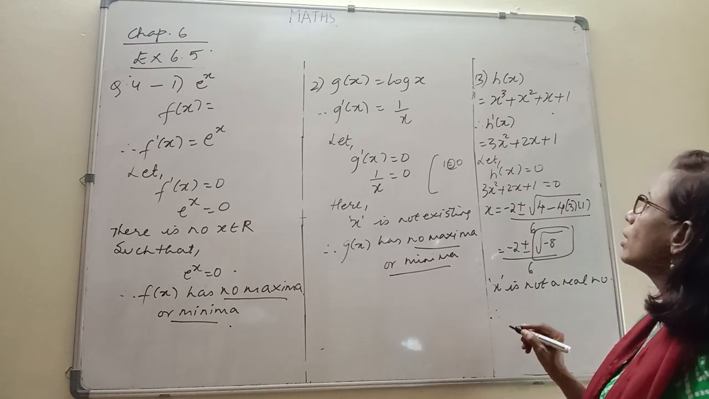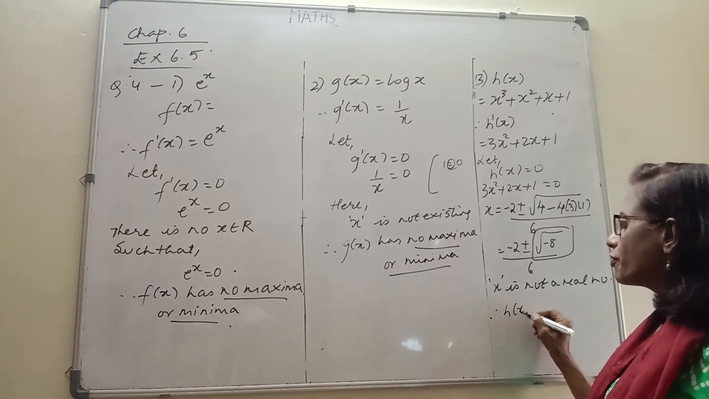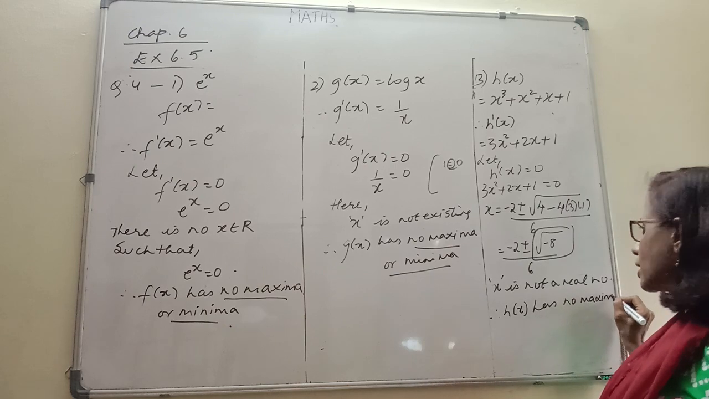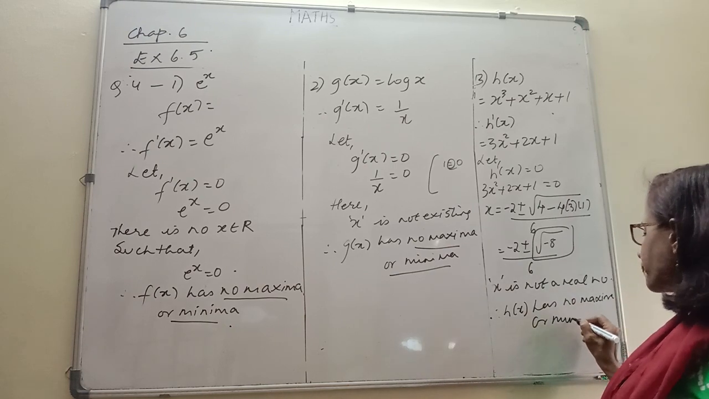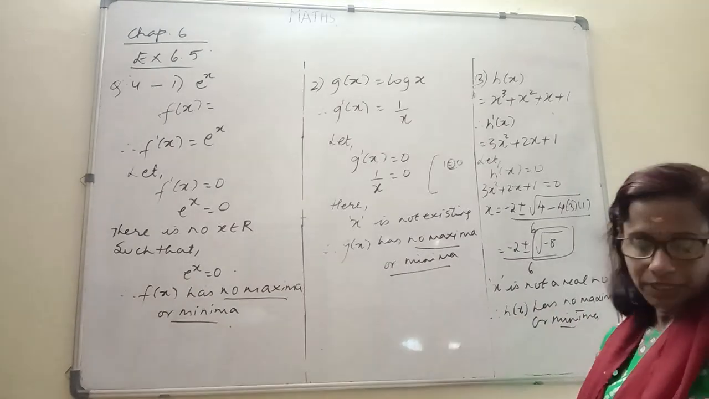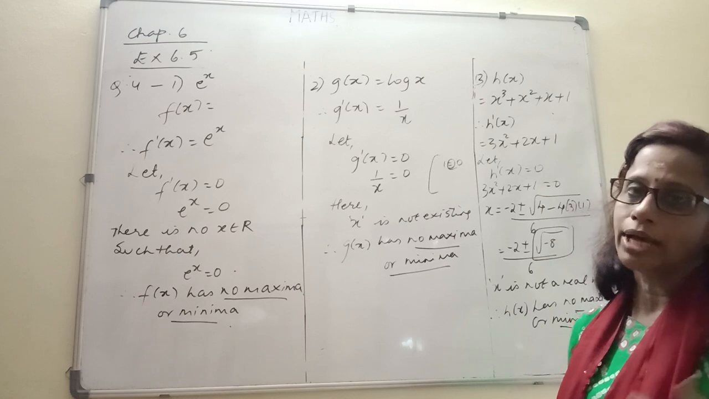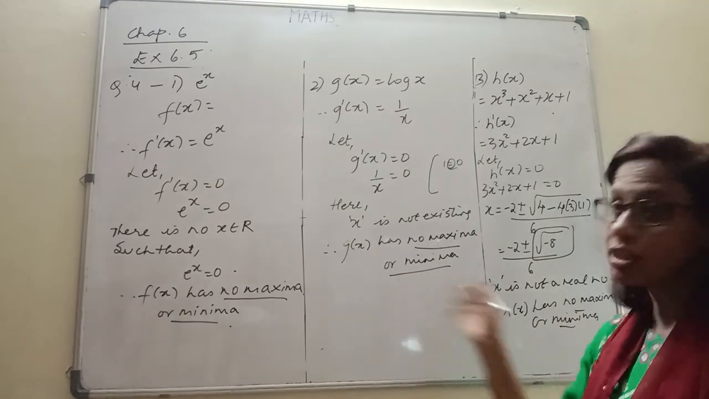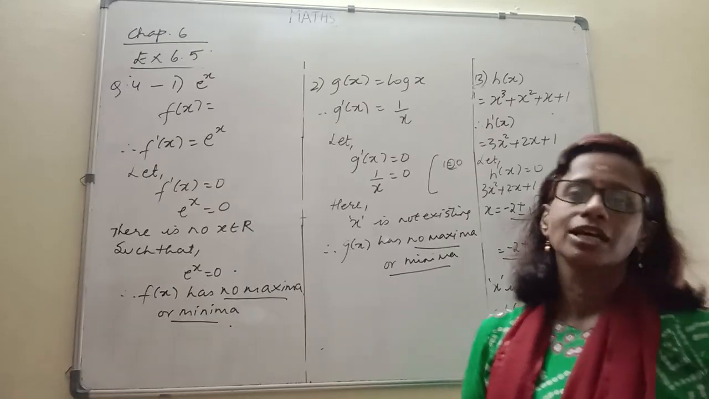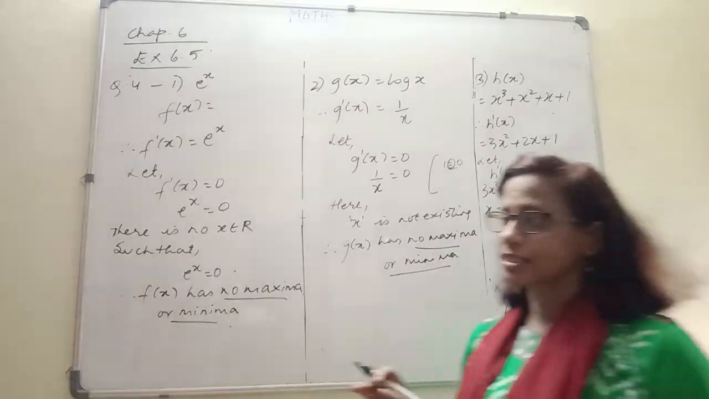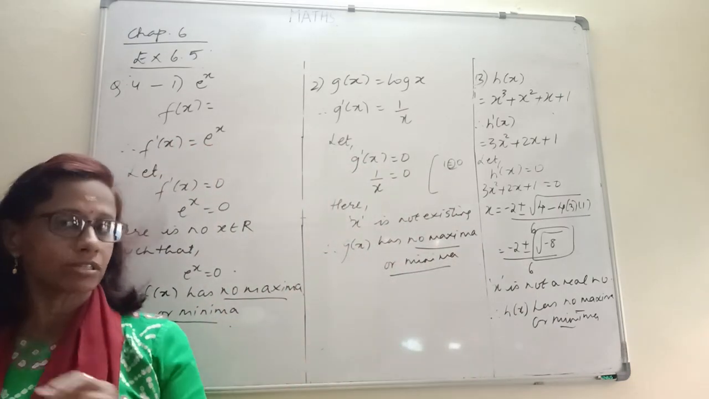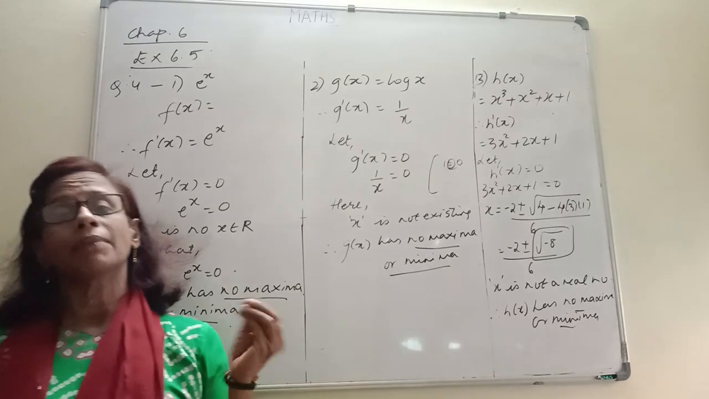Therefore, h of x has no maxima or minimum. Just check this. Yeah, because we went on to look at that value of x in all the three cases. The x's themselves were not existing. So the moment the x doesn't exist, then you really don't have any existence for the maxima or minima.